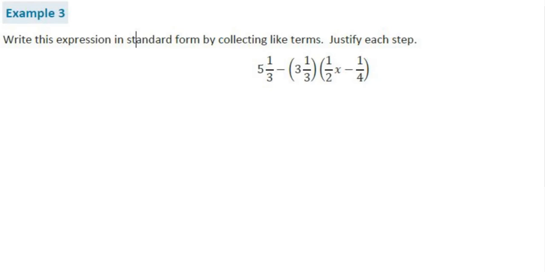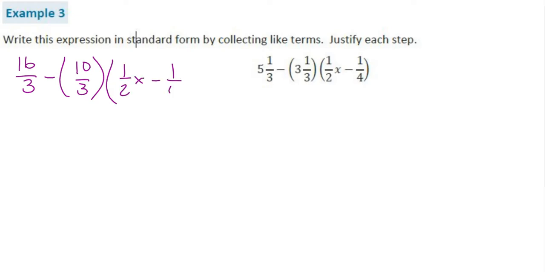5 1/3 becomes 16/3, minus 3 1/3 becomes 10/3, times 1/2 x minus 1/4. Now remember, this is the distributive property. So basically, we are going to be looking at this bit of information right here first.